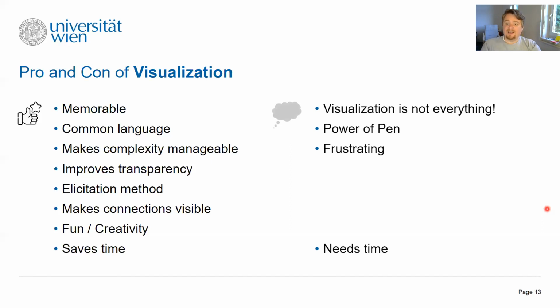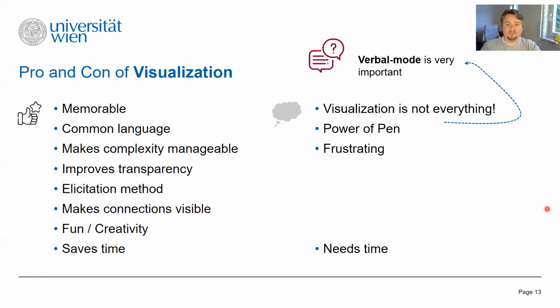All right, on the other side, visualization is not everything. I mentioned it several times now in this talk. It's really important that we also combine it with the verbal mode. Talking about what we are visualizing, what we mean by what, and what we mean by the connections we are drawing, is key to the whole research approach. And we have to have methods, additional ways to document it, and so on.